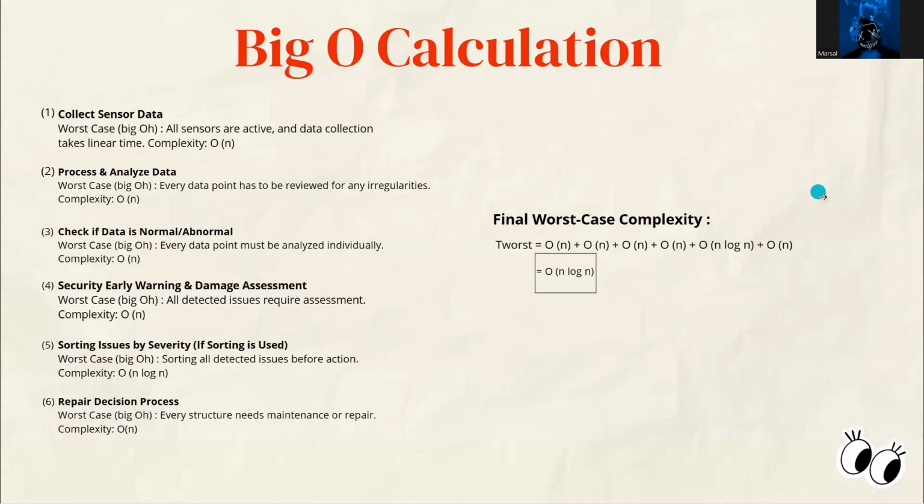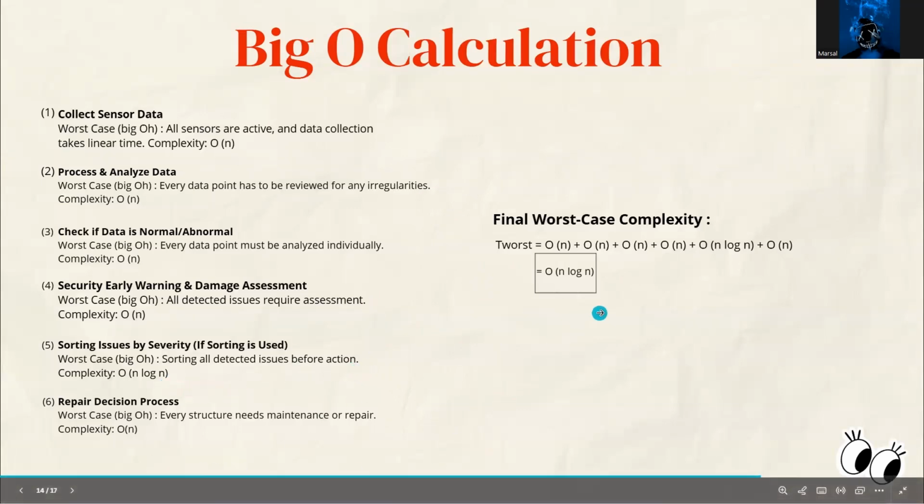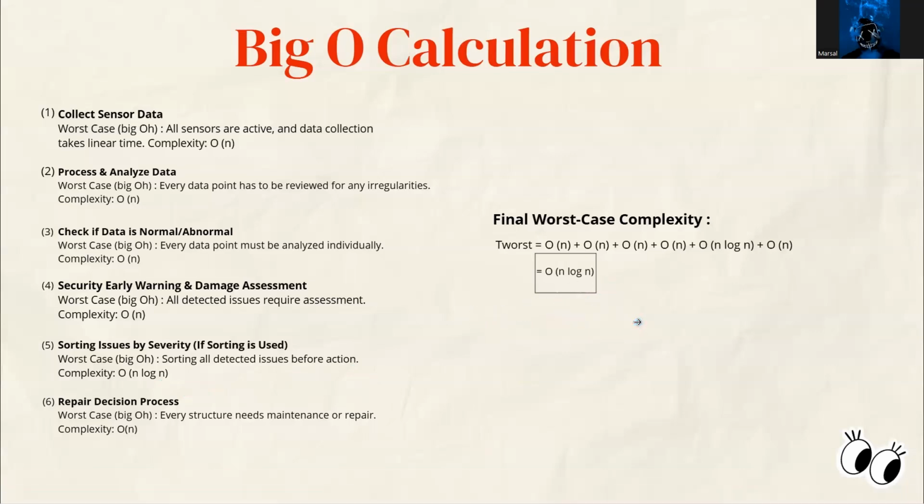And for the final worst-case complexity, we need to add all these up. So T worst equals O(n) plus O(n) plus O(n) plus O(n) plus O(n log n) plus O(n). And the answer is O(n log n). So I think that's all.